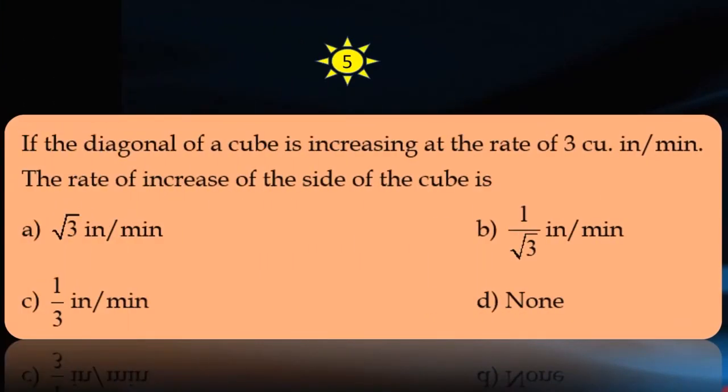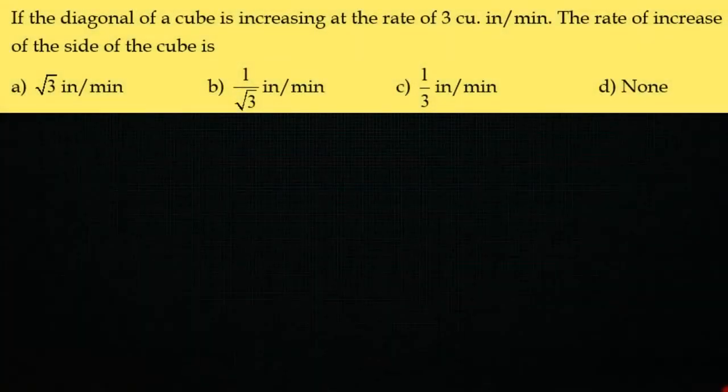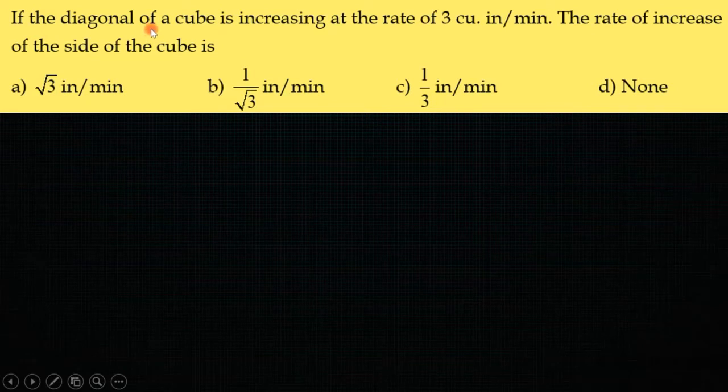Dear students, see question number 5. Read the question and write it. The question is, if the diagonal of a cube is increasing at the rate of 3 cubic inches per minute, the rate of increase of the side of the cube is, options are root 3 inches per minute, 1 by root 3 inches per minute, 1 by 3 inches per minute, none.